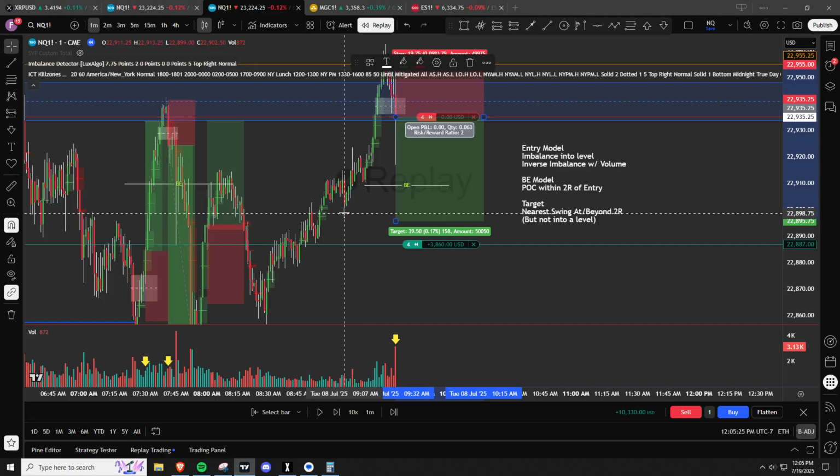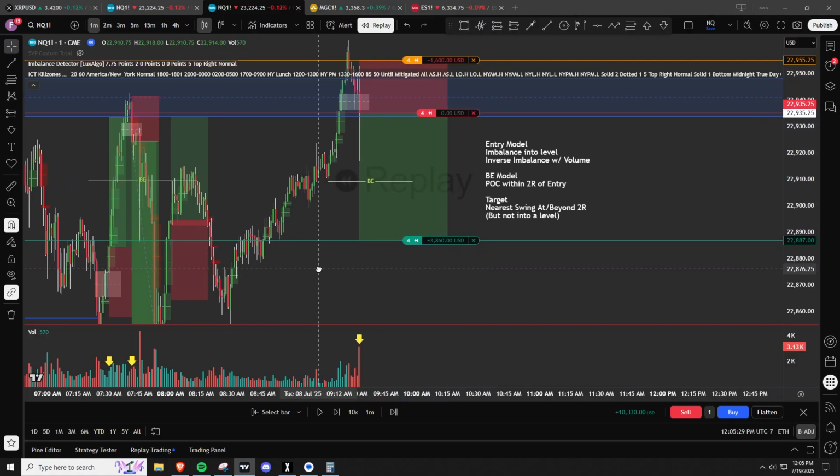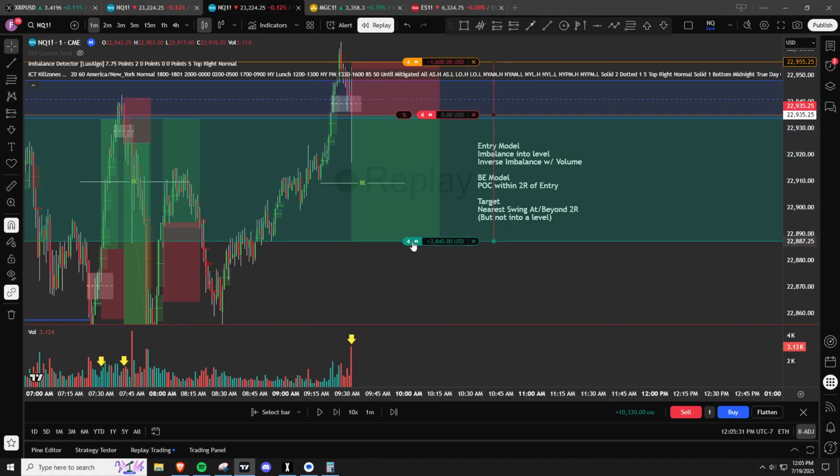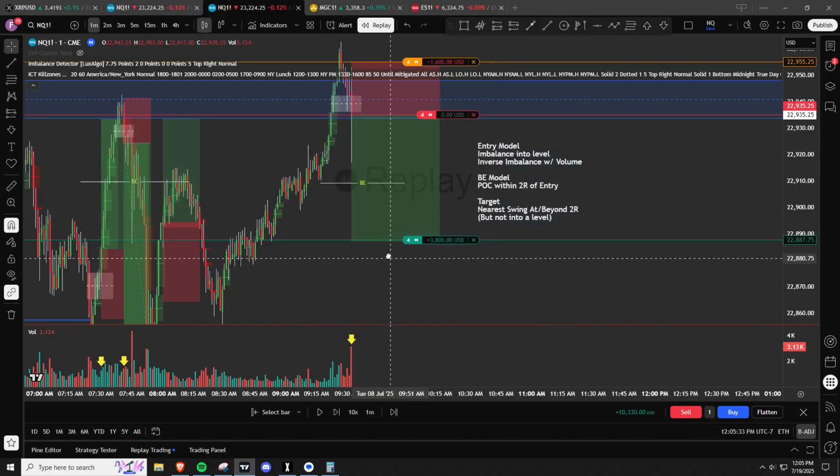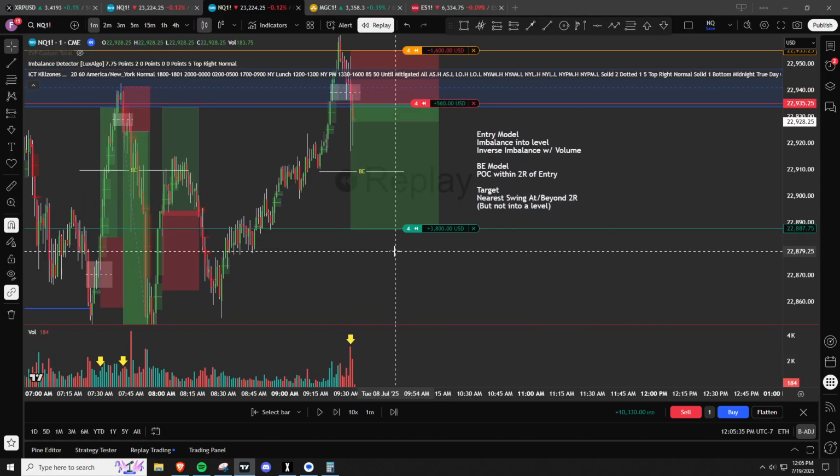You may say, well, there's a level right here. Yep, but it's within 2R. We want minimum 2R on these trades. So I actually need to come up a little bit right about there. And now we just let it go.